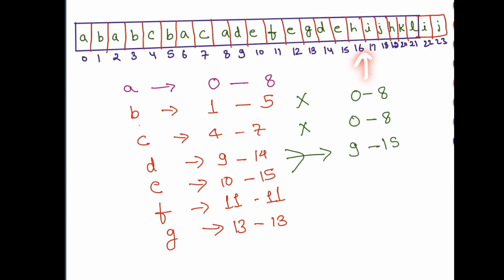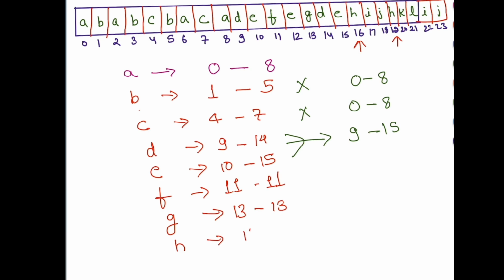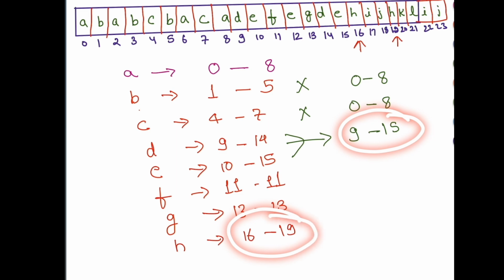What about H, which is the next character? It is telling me that I am starting at index number 16 and I am going till index number 19. Start from 16, go till 19. Now this is a new information. You will see that your existing range is not conflicting with this range. 9 to 15 is where we are ending, and this is another separate range, right? 16 to 19. So I can definitely create a partition of this range.